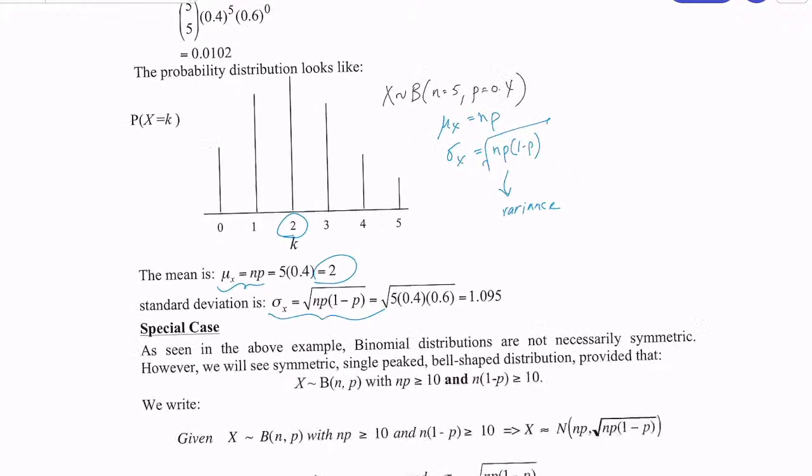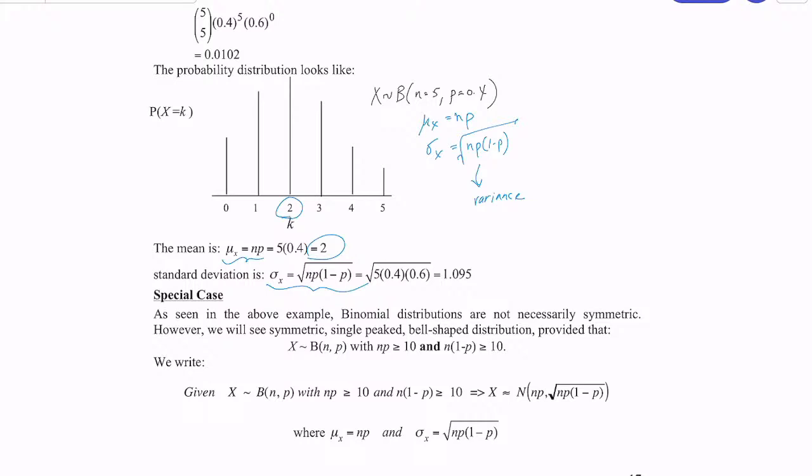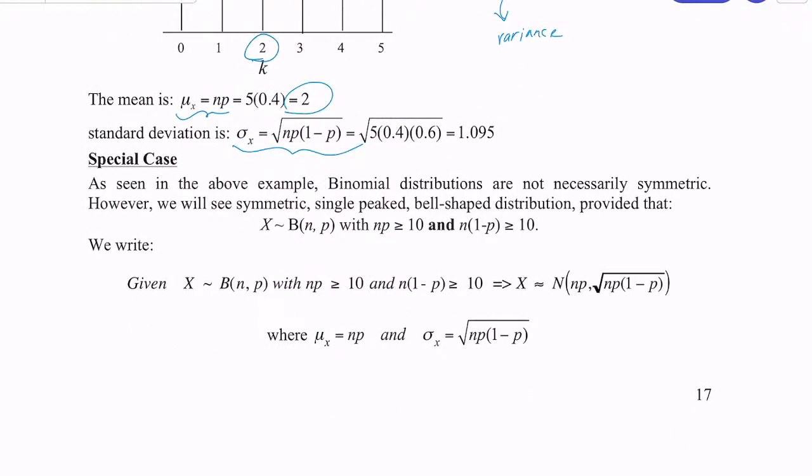Before we go, I want to say one thing. It turns out that even though this is not symmetric, and that's partly because this is 0.4, it's not the case that p has to be 0.5 to be symmetric. I said there would be another way. This is the other way that you will find a symmetric binomial distribution. If n times p is more than 10 and n times 1 minus p is more than or equal to 10, in fact, it turns out not only is the distribution symmetric, but it's approximately normally distributed.